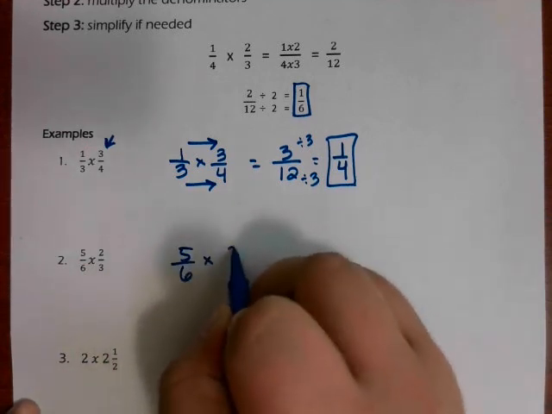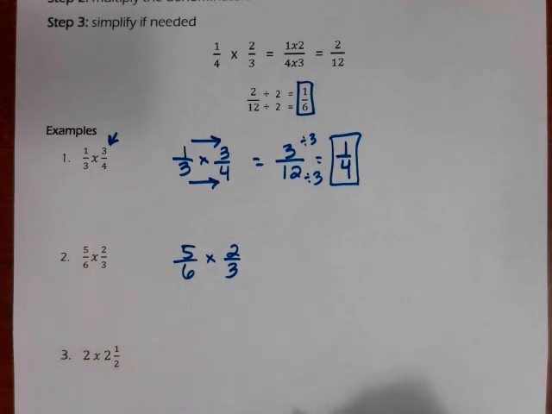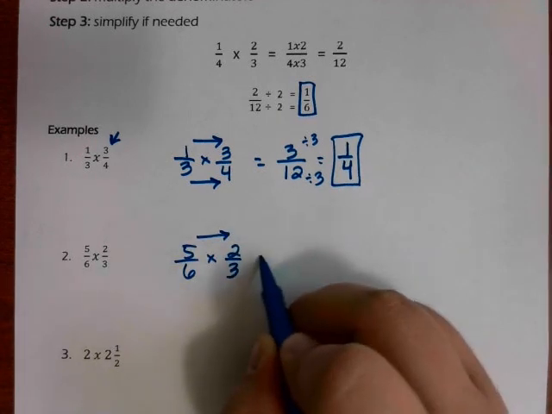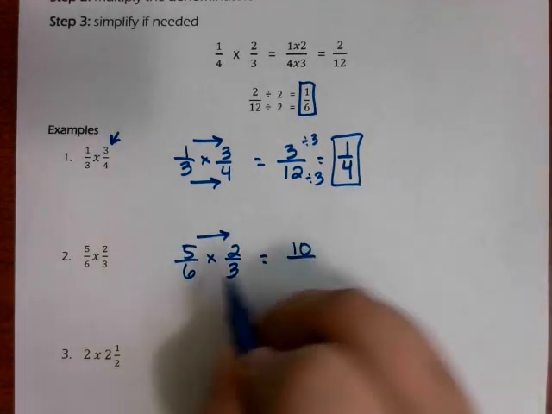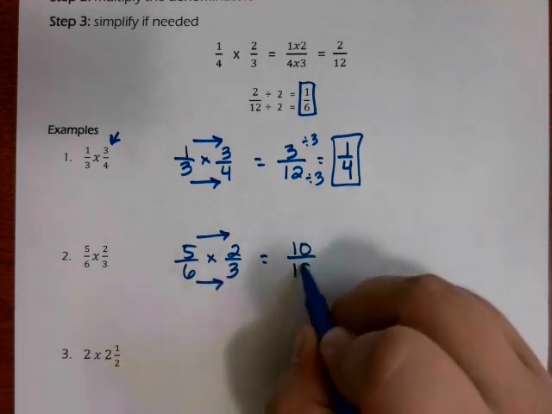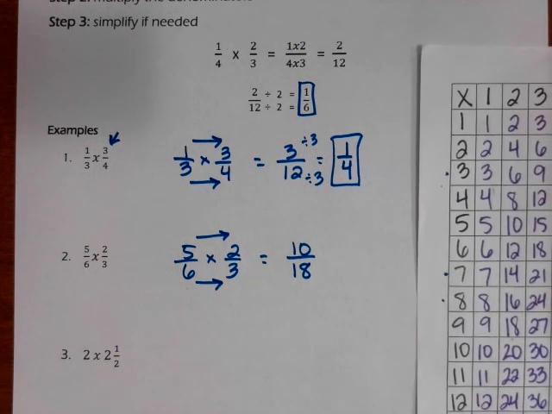5/6 times 2/3. Now this one I'm going to do a little bit different, okay? Well, first of all, I'll show you the traditional way. We're going to multiply straight across. Our numerators, 5 times 2 will get me 10. Multiply by the denominator, 6 times 3 will get me 18. And then we're going to simplify by using our chart this time.